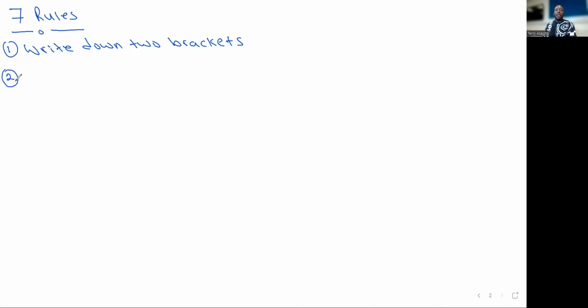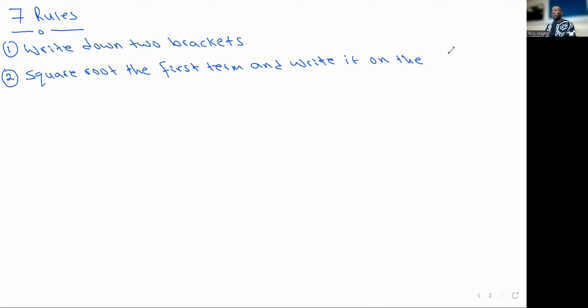Then the next thing is the square roots. You square root the first term and write it on the left-hand side of both brackets. So you do the square root of the first term and write it on the left-hand side of both brackets.